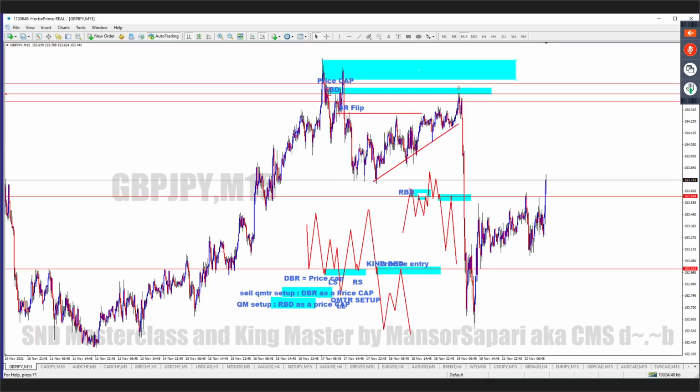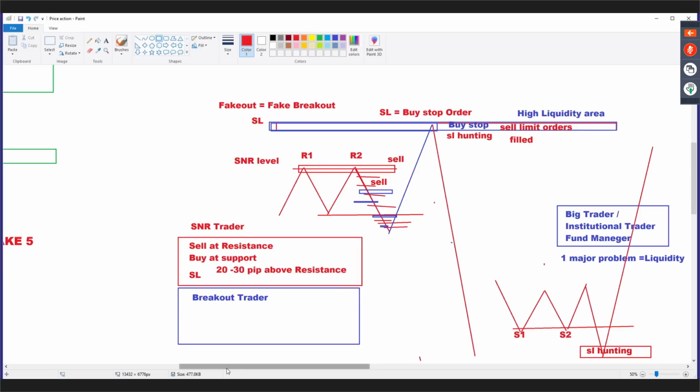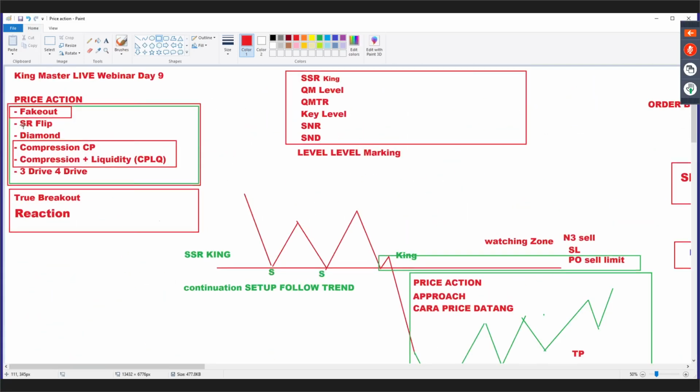We already learned about fake out. And then next we will learn about another reversal chart pattern or price action, what we call a compression. Okay, we already learned fake out.